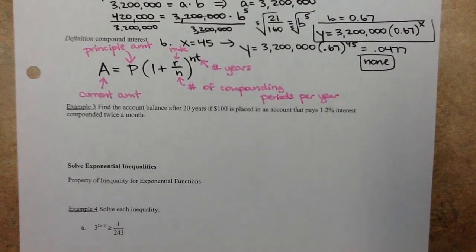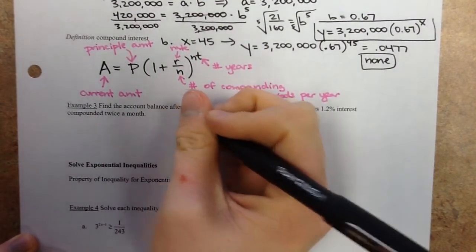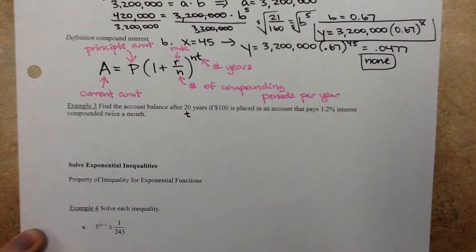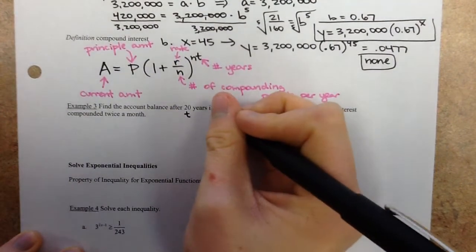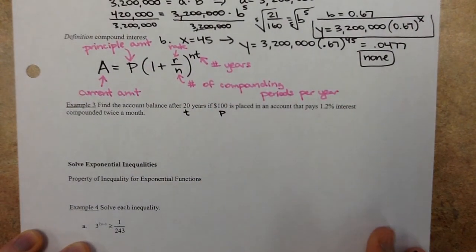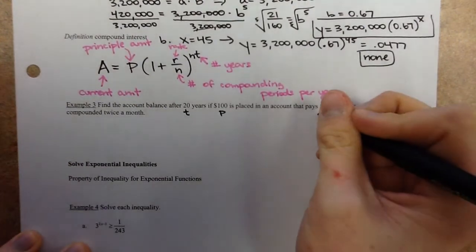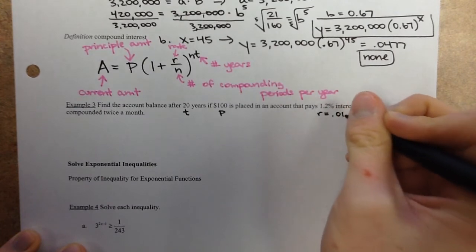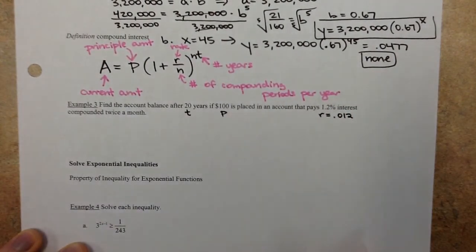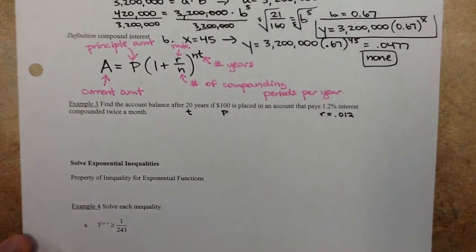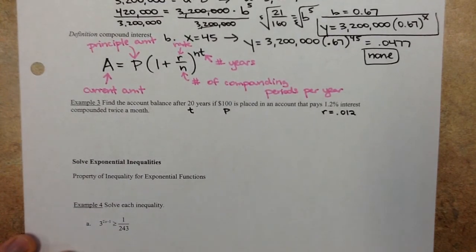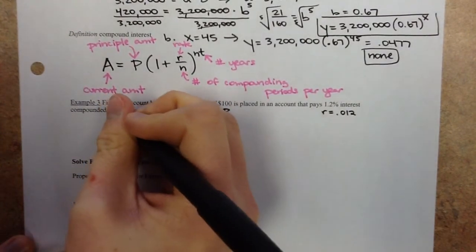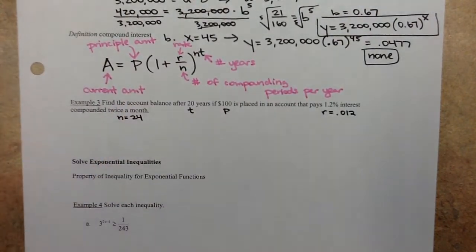Finally, let's answer this last example, example 3. Find the account balance after 20 years. So 20 is T. If $100 is placed in an account, that must be the principal amount, that pays 1.2% interest. That's the rate, but since it's a percentage, you do it in decimal form, which would look like that. And compounded twice a month. There are 12 months, so twice a month means 24 times in a year.